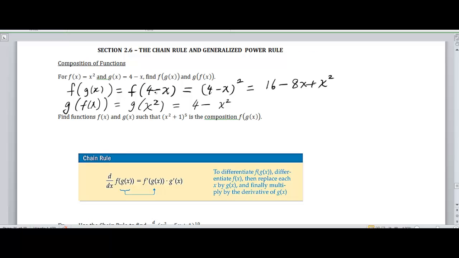Now to the opposite, I give you the resulting function f of g of x, and you need to find x squared plus 1 to the fifth. Okay, and break that down. So the inner function is g of x, and the inner function here is x squared plus 1. So x squared plus 1 is g of x, and that means that f of x is the outer function, which is something raised to the fifth. So x to the fifth.